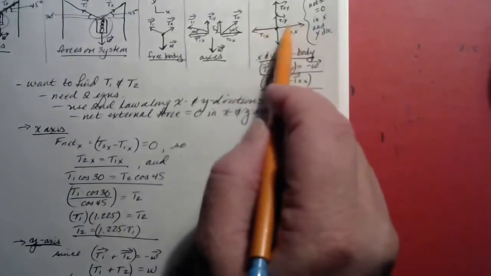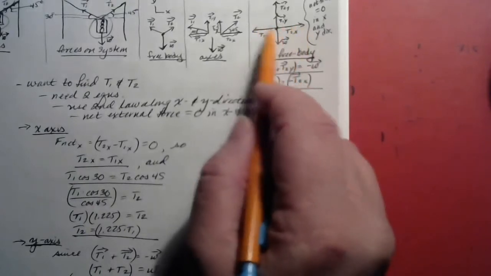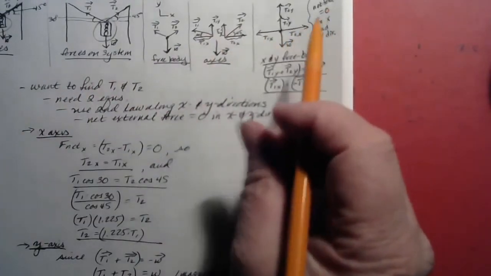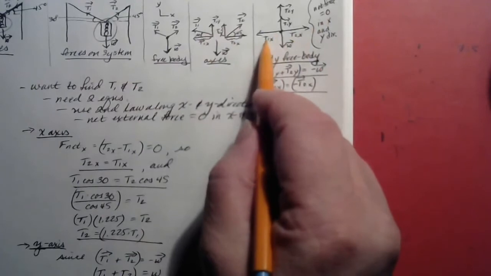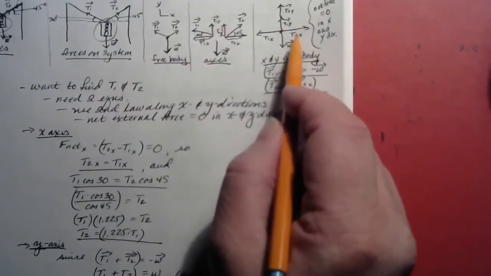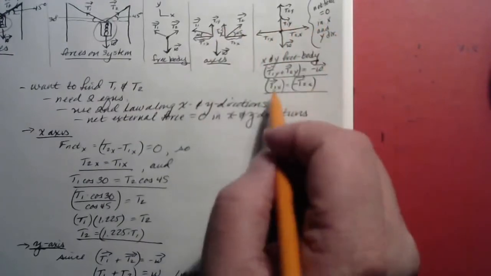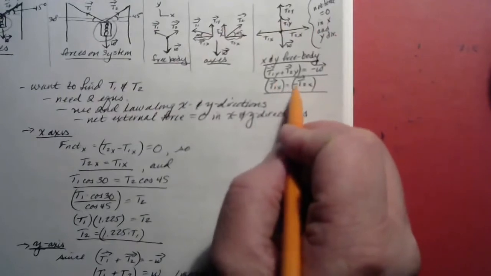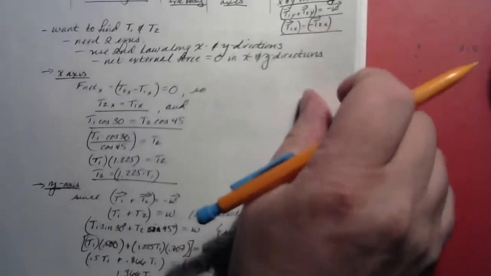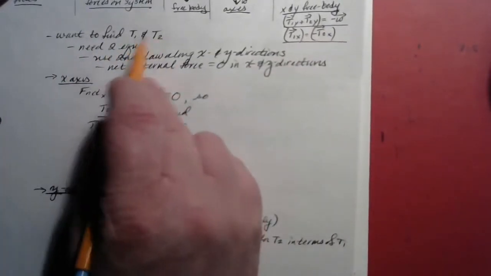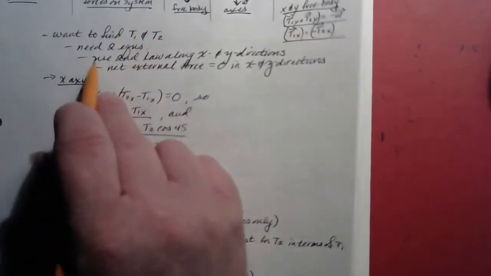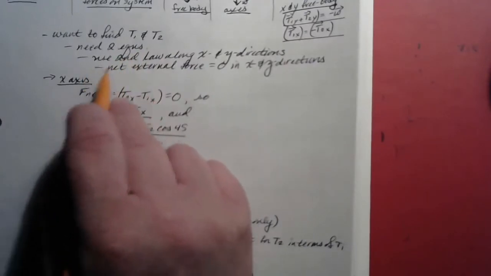Also, because there's no net acceleration in the x direction, the net force in the x direction must be 0. And that would imply that the x component of T1 must be the same magnitude as the x component of T2, but they're in opposite directions. So mathematically, T1x is equal to negative T2x. What we want to find would be T1 and T2. So you've got two unknowns essentially in this situation, and so you're going to need two equations.